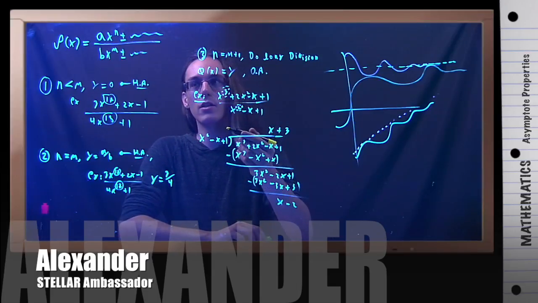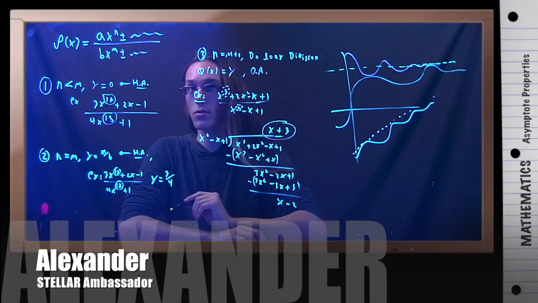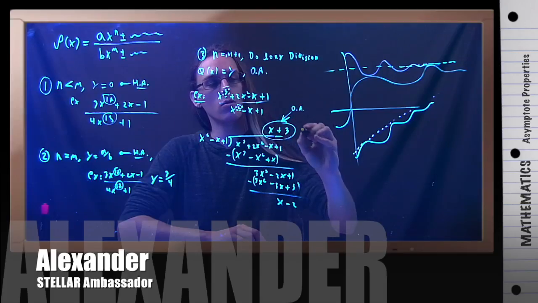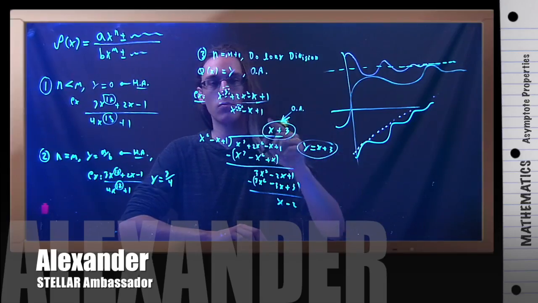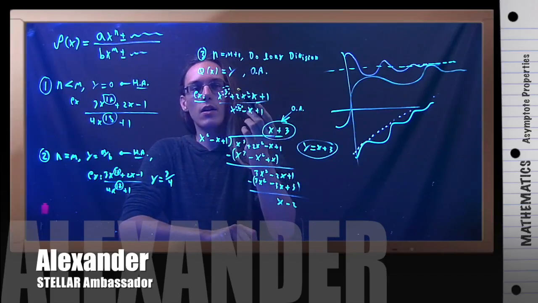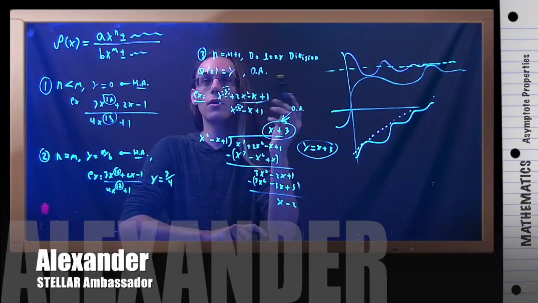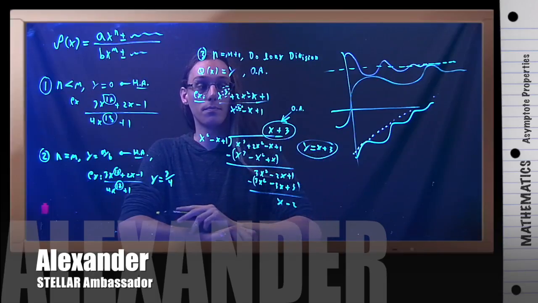But what matters is if you do long division, you get this right here, that x plus 3. That is going to be your oblique asymptote. So y equals x plus 3 would be the oblique asymptote for this example right here. So again, number 3 is if your degree on top is exactly 1 more than the degree on the bottom, you'll just do long division, and then what you get is going to be your oblique asymptote.